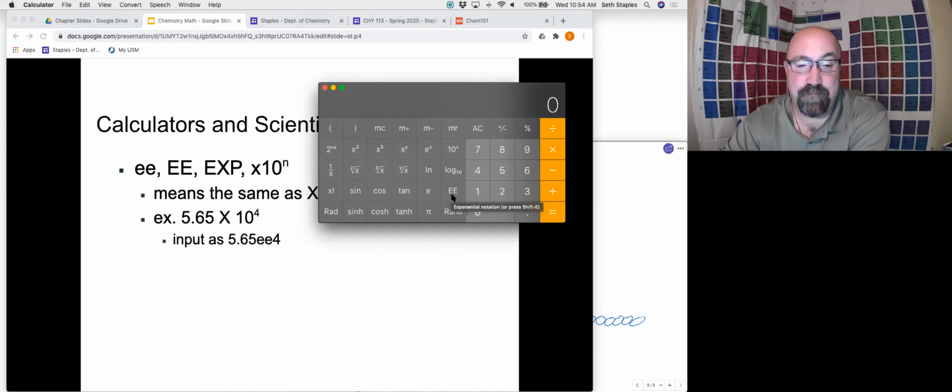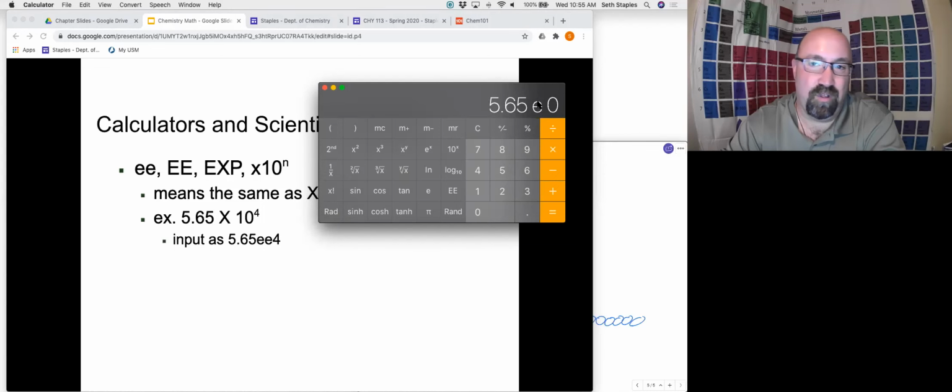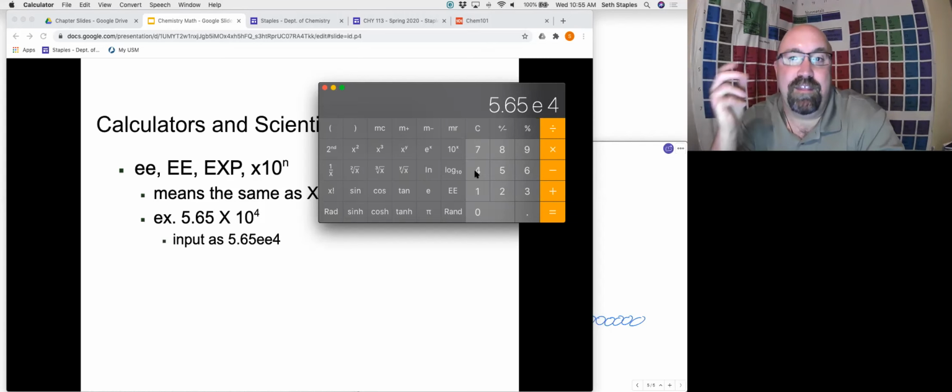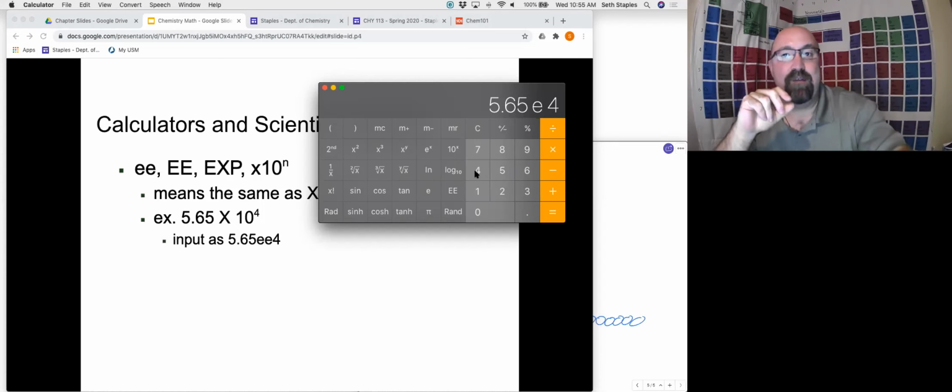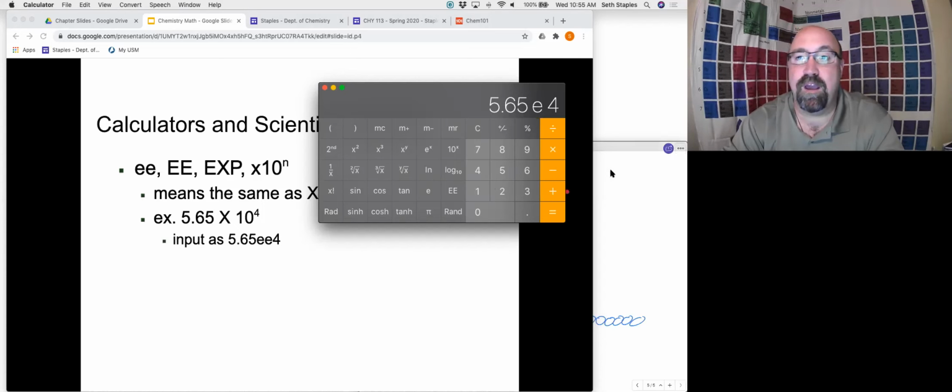It'll be the EE. And so here we've got 5.65 EE 4. And so this now tells the calculator that it's 5.65 times 10 to the 4th. This is very important. If you do not use this EE button, you may run into problems down the line with how your calculator is viewing a number.